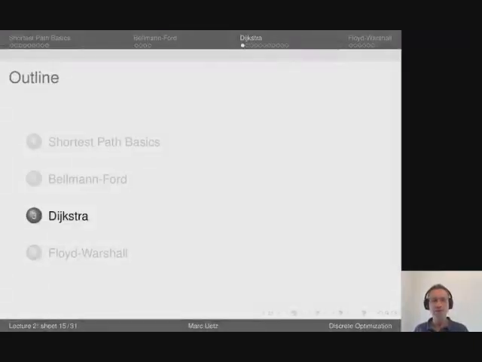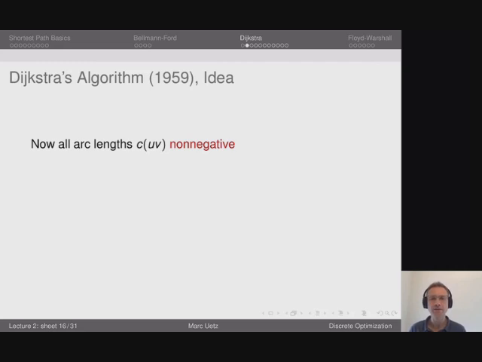Indeed, Dijkstra's algorithm is maybe one of the most famous algorithms of all in combinatorial optimization. And to some extent, most of you should have seen that algorithm before. But nevertheless, it cannot miss in a basic or introductory lecture on discrete optimization. So what's the idea? All the arc lengths or edge lengths are now non-negative.